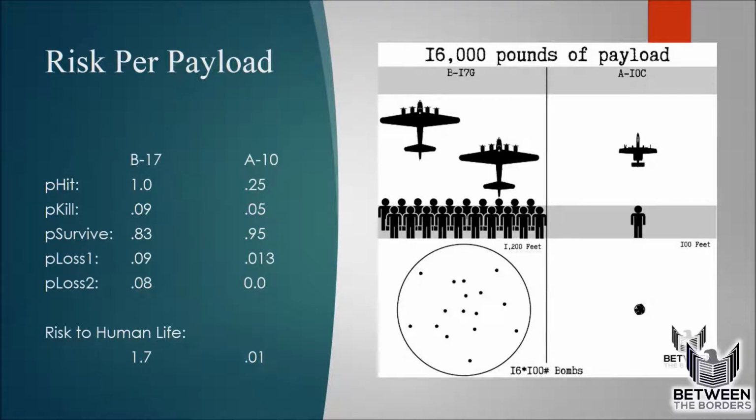But what this means is each B-17 carries 10 people. The A-10 carries 1. You lose an A-10, 1% chance, you will lose a person. That means the risk to human life we've determined is 0.01. If you lose a B-17, you lose 10 men. Therefore, when we have 0.17, 17% chance of loss, you're looking at 1.7 as a risk to human life.